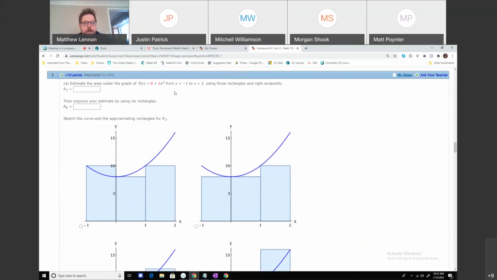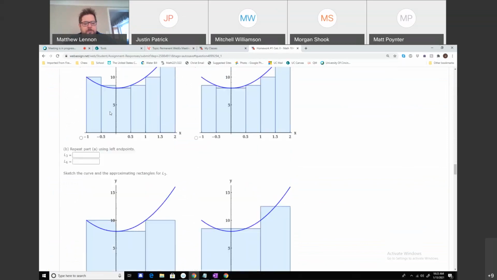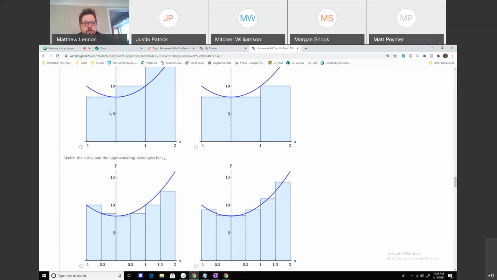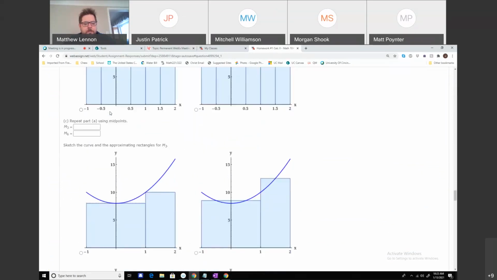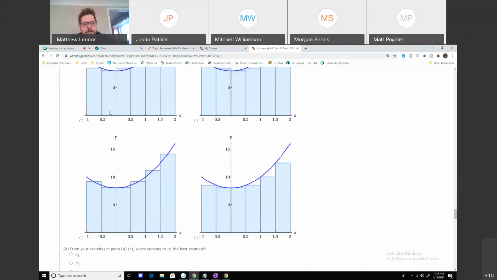Number 3 here, we have a similar ordeal. They want us to do 3 right rectangles, then 6 right rectangles. B is probably left rectangles. So again, we'll do part A, and I'll leave part B to you. Oh, they actually have midpoints here as well. So maybe we'll do midpoints. I'll do M3.